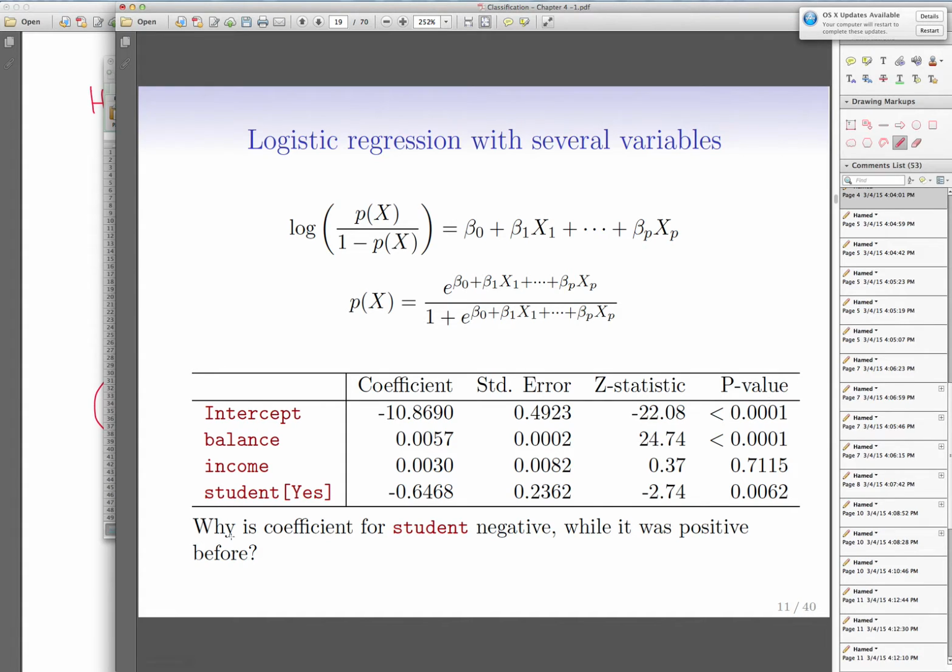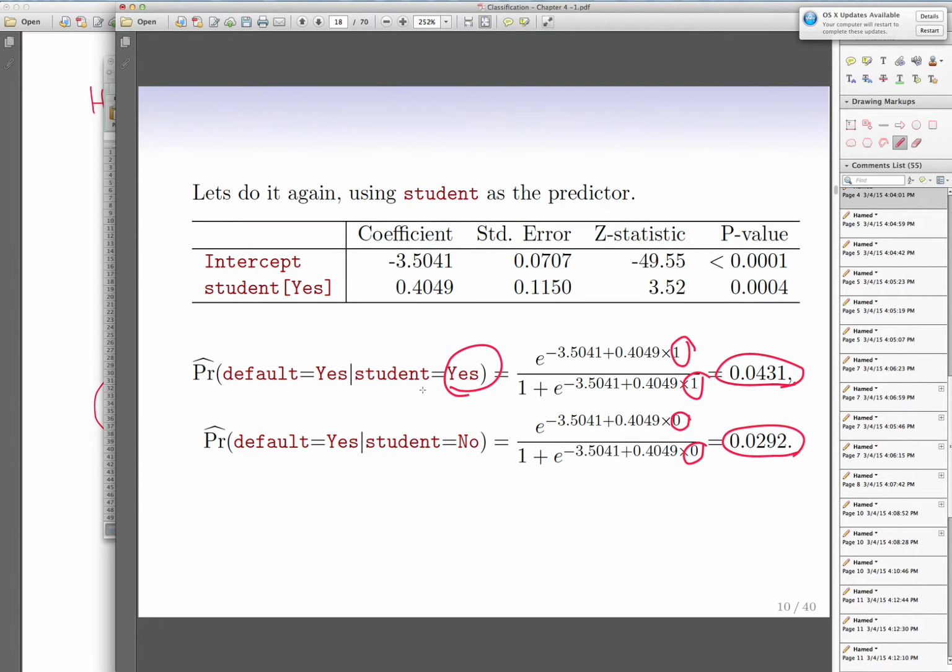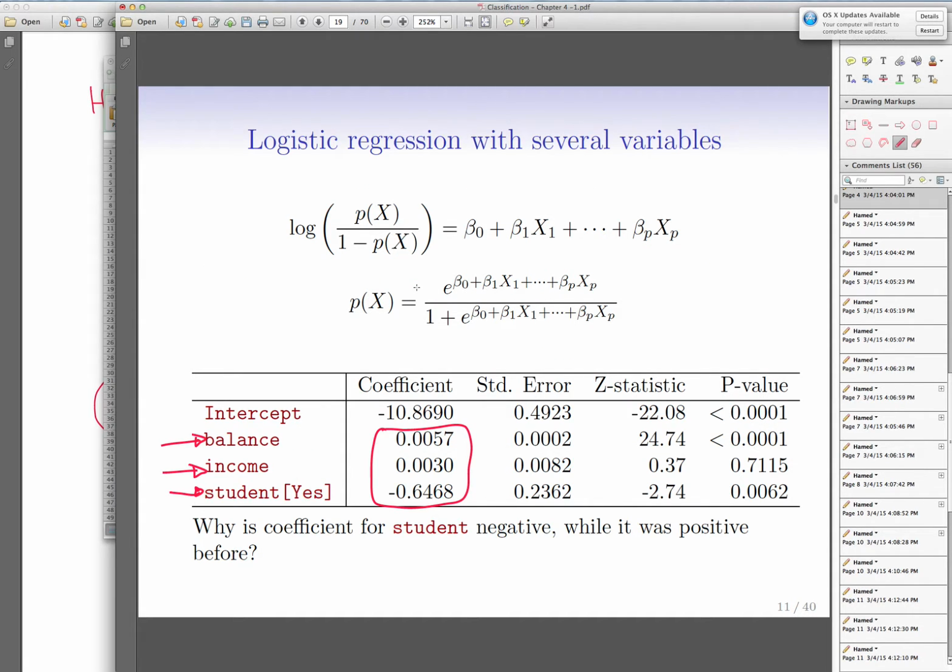Now here, not only do we consider students as a dummy variable, but also their income and their balance. So we just run our regression model once again. These are the coefficients we get, and let's compare them with the previous coefficient. Here, the coefficient for students was positive, 0.4049. Here it's negative 0.64. What does it signify? When we included balance and income, things changed dramatically. Why?